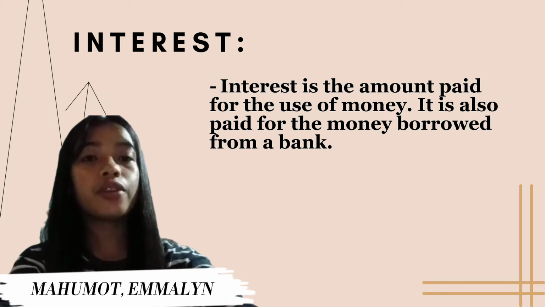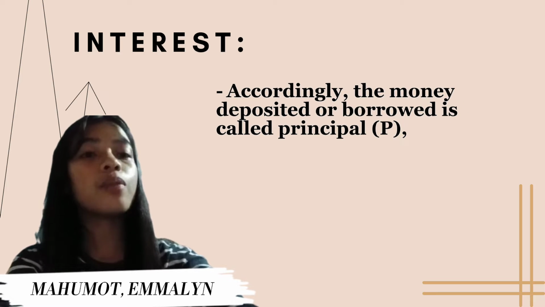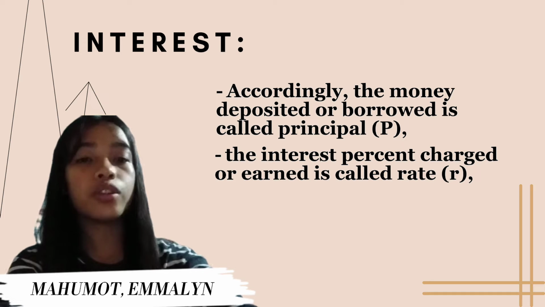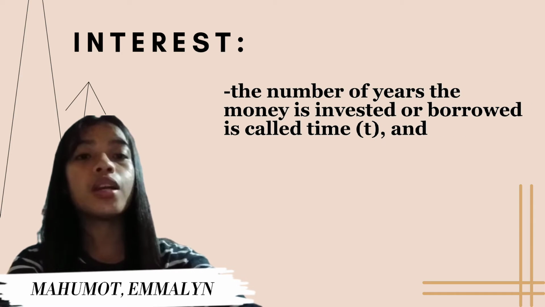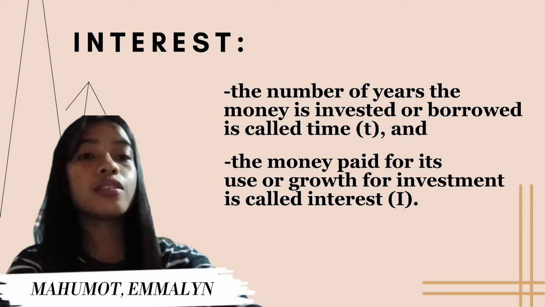Interest is the amount paid for the use of money. It is also paid for the money borrowed from a bank. Accordingly, the money deposited or borrowed is called principal. The interest percent charged or earned is called rate. The number of years the money is invested or borrowed is called time. And the money paid for its use or growth for investment is called interest.